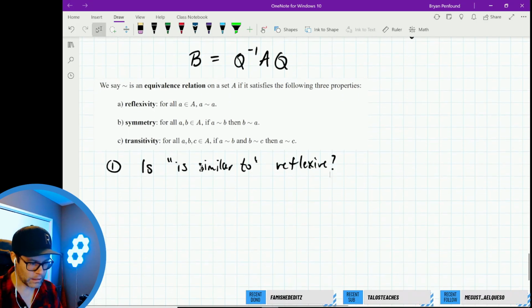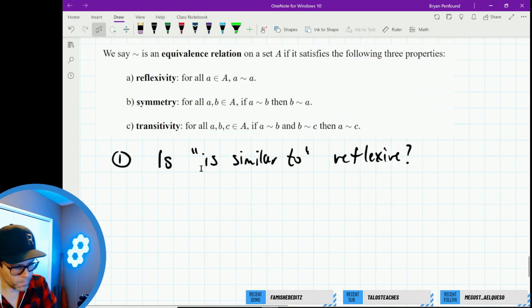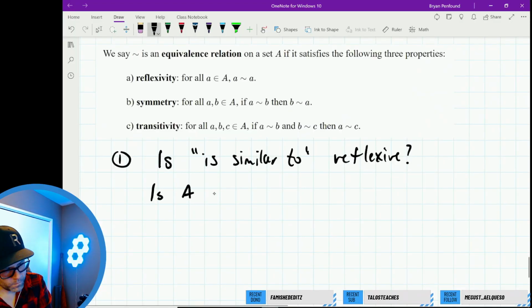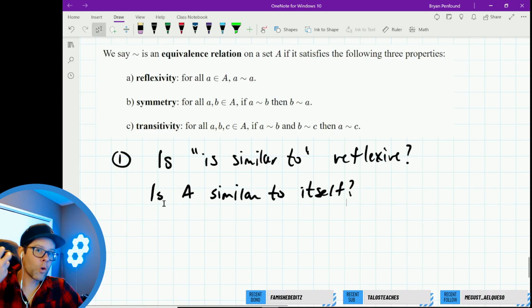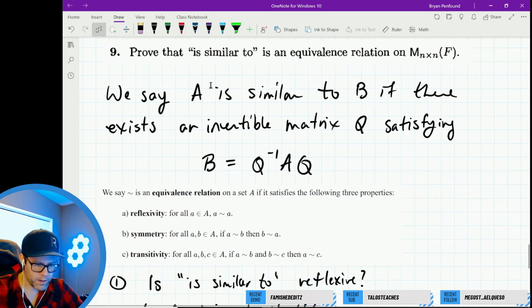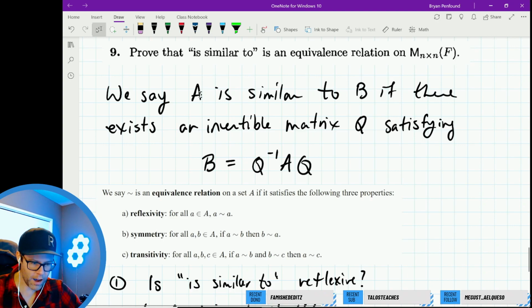Is A similar to itself? That's the question that we're asking, right? Is A equivalent or similar to itself? Well, what's the definition? It says A would be similar to A if I could find an invertible matrix satisfying this relationship. So we have to find that invertible matrix.